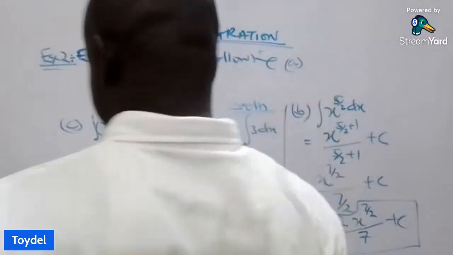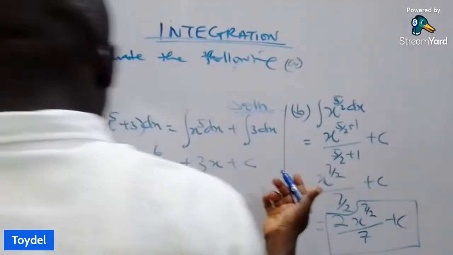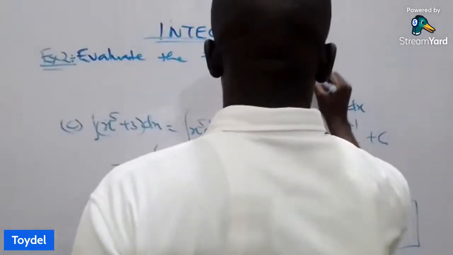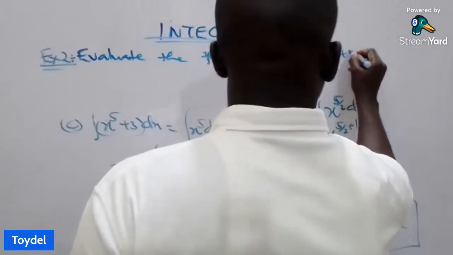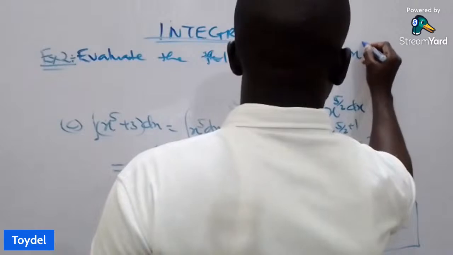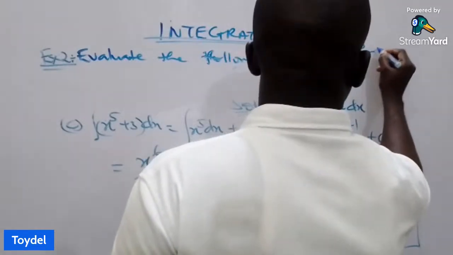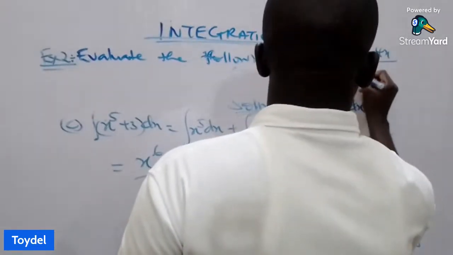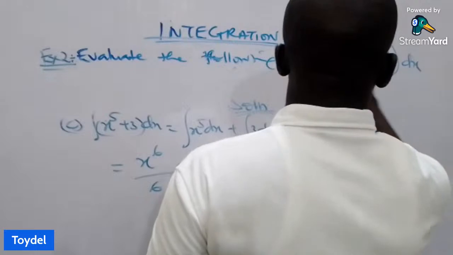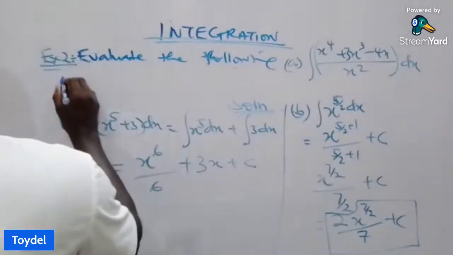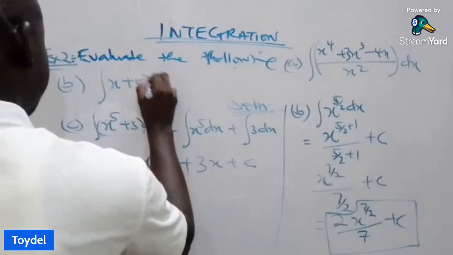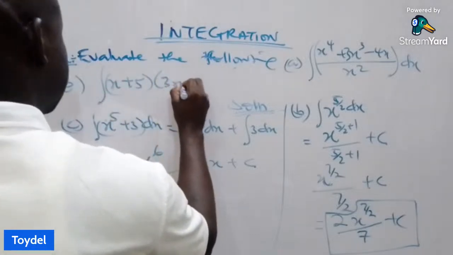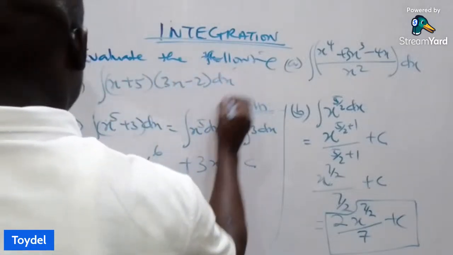You have to integrate the following. If we have something like integral s raised to the power 4 plus s raised to the power 3 minus 4x all over s squared, all in brackets, dx. Then another question where we have integral x plus 5 into bracket 3x minus 2 dx.